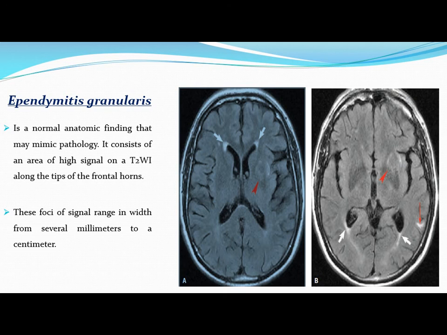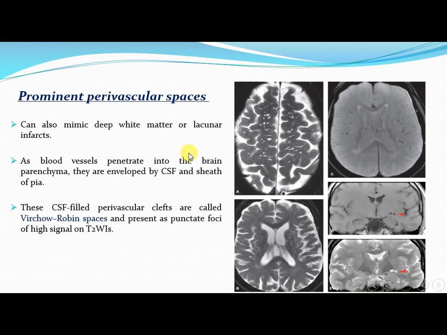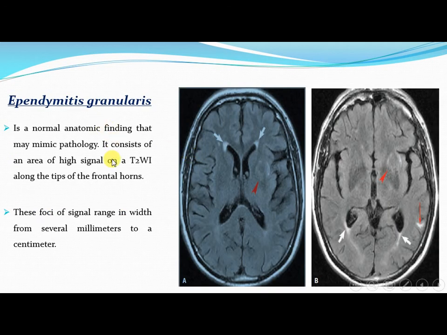Ependymitis granularis is a normal anatomic finding that may mimic pathology. It consists of an area of high signal on T2-weighted images along the tips of the frontal horns and also the occipital horns. These foci of signal range in width from several millimeters to a centimeter. And there is a magnetic susceptibility artifact.